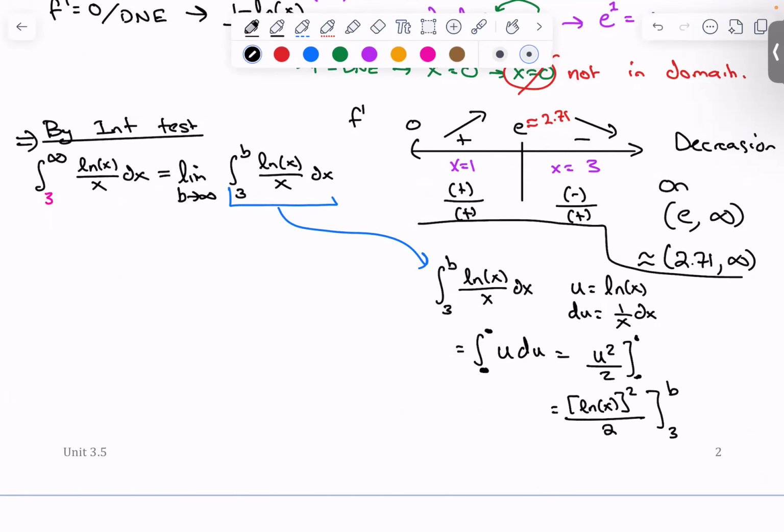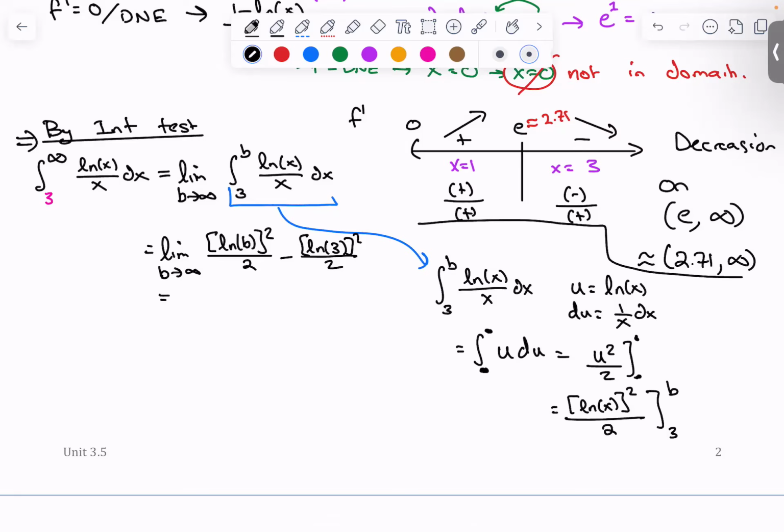Okay, so I'm going to go back to the limit now because I can find what that difference of two things using the fundamental theorem of calculus is. It's going to be the limit as b approaches positive infinity of ln of b quantity squared over 2 minus ln of 3 quantity squared over 2. And will that blow up to infinity or will that converge, as b approaches infinity?